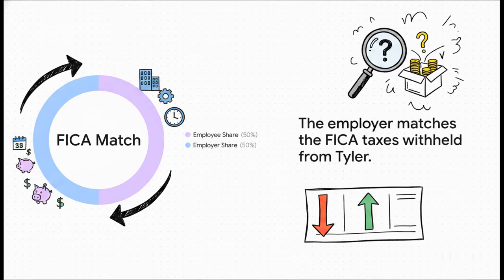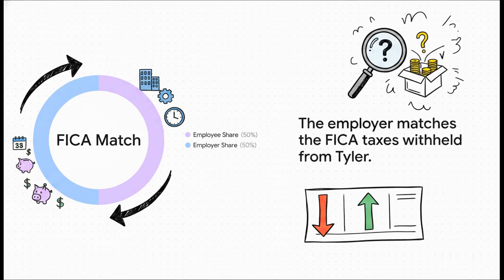Let's look at Tyler's $50,000 salary to see how this math actually works. Every time Tyler gets paid, his employer calculates his FICA taxes. Over the course of the year, his employer automatically withholds approximately $3,100 for Social Security, which is that 6.2%, and $725 for Medicare, which is the 1.45%. Tyler literally watches this money disappear from his gross pay on his pay stub.